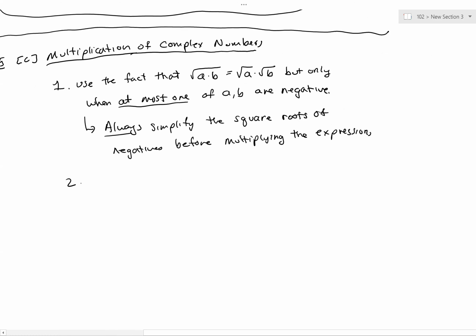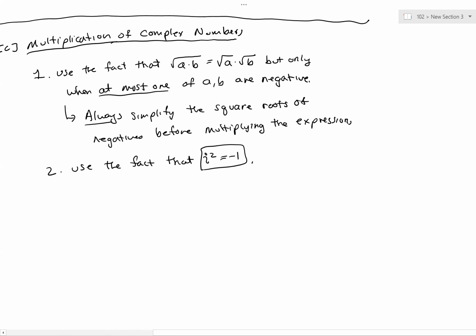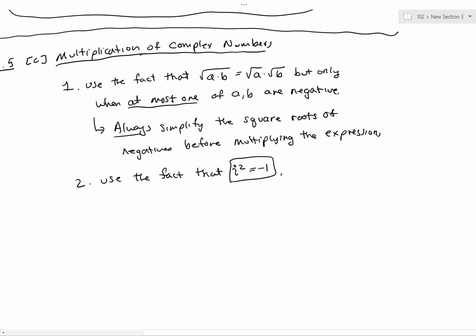The second thing we're going to use is the fact that i squared is equal to -1. All right, that's what we talked about in the intro. So if i squared is -1, there should be no i squareds in your final answer at all. Okay, no powers, in fact, no powers of i larger than 1 should be in your final answer.